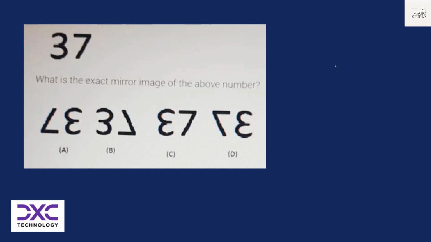What is the exact mirror image of the above number? Okay, mirror image, let us have a mirror here. So it should go like this. And so it is matching with D. So mirror image is always on the right hand side, not below. Below is always the water image. Water image will be formed in the south, and mirror image will be formed here in the, what we call, east. So the mirror image of 3-7 would be something like this, which is in option D. We'll mark on D.